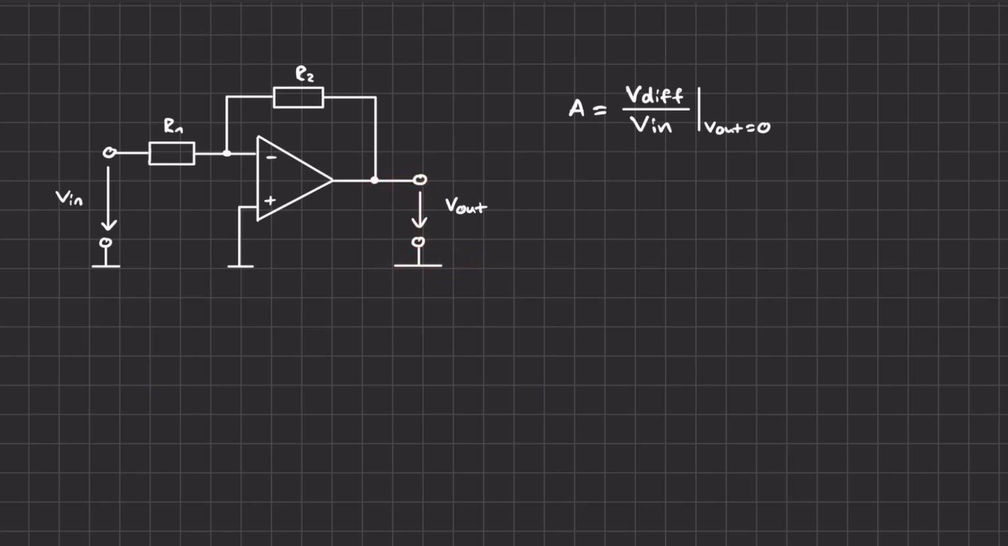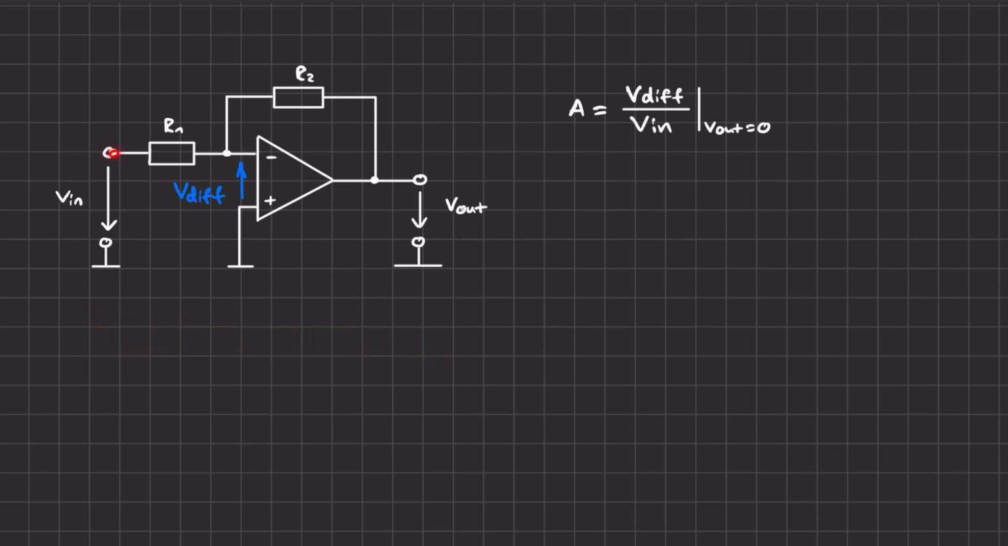Our differential voltage in this case is just the voltage from the positive to the negative input of the differential amplifier. So for the input voltage, we can go this loop over the resistor 1 and the resistor 2 back to the ground. So what we get is that the input voltage is the voltage over the resistor 1 plus the voltage over the resistor 2.